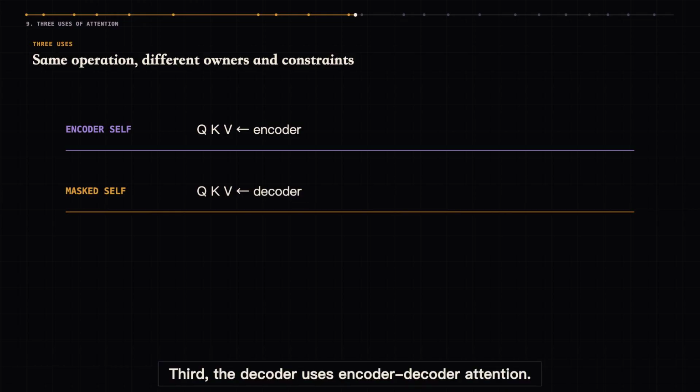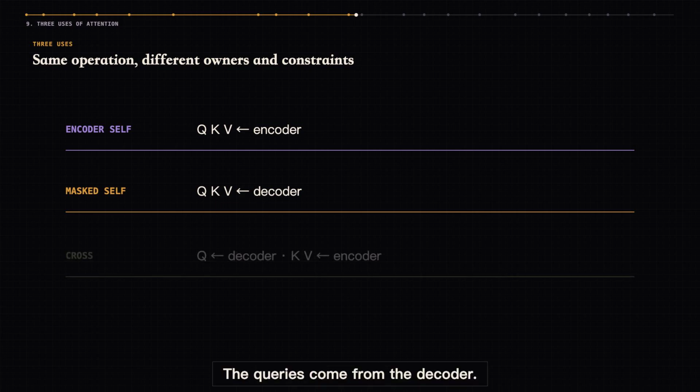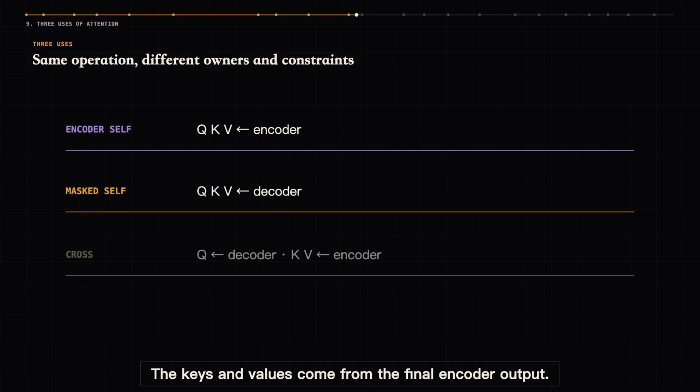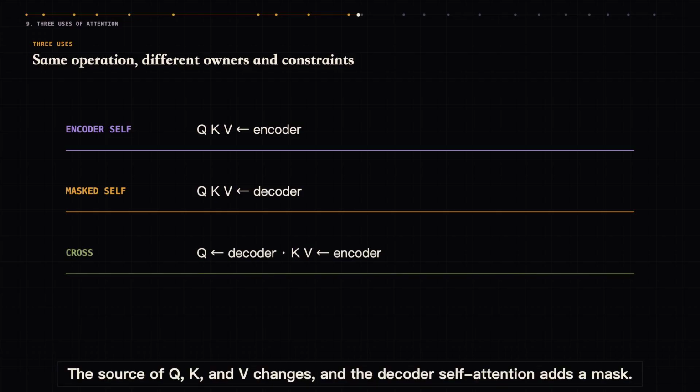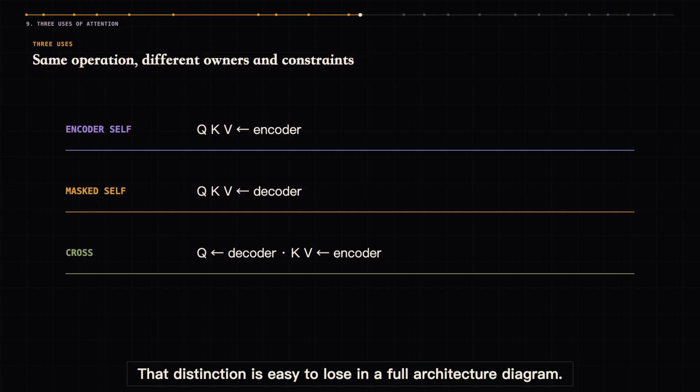Third, the decoder uses encoder-decoder attention. The queries come from the decoder. The keys and values come from the final encoder output. The same attention equation appears in all 3 places. The source of Q, K, and V changes, and the decoder self-attention adds a mask. That distinction is easy to lose in a full architecture diagram. We will now watch the decoder perform both kinds of attention.